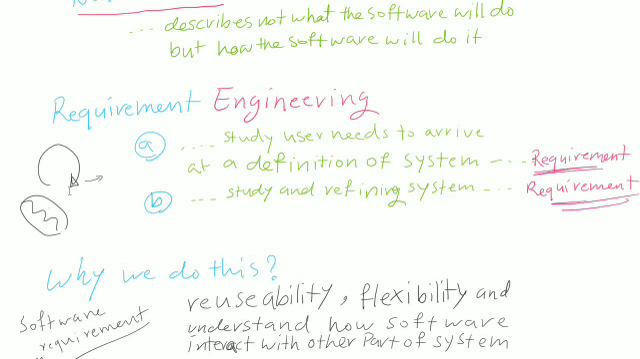So let's talk about requirement engineering. Requirement engineering is basically studying the user needs and arriving at a definition, which is the requirement. So we do requirement engineering to get the requirement. Another important part of requirement engineering is that we do the study and refining of the requirement. This is also very important because, as I told you, the requirements can change over time.